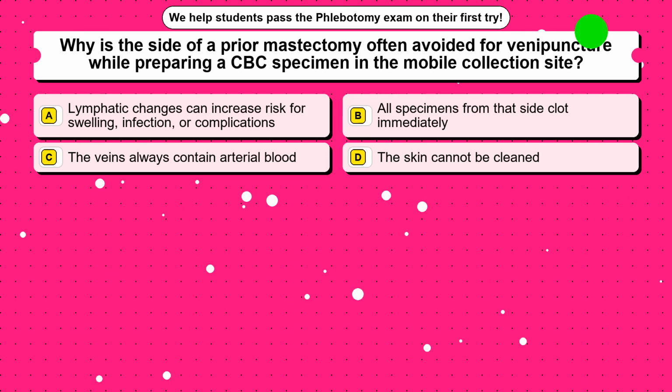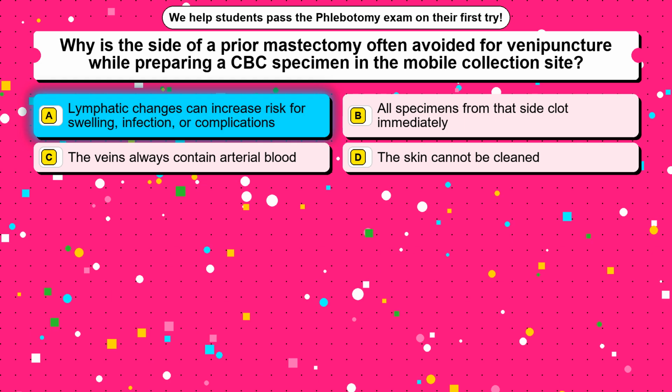Question 21. Why is the site of a prior mastectomy often avoided for venipuncture while preparing a CBC specimen in the mobile collection site? Option A. Lymphatic changes can increase risk for swelling, infection, or complications. Option B. All specimens from that side clot immediately. Option C. The veins always contain arterial blood. Option D. The skin cannot be cleaned.